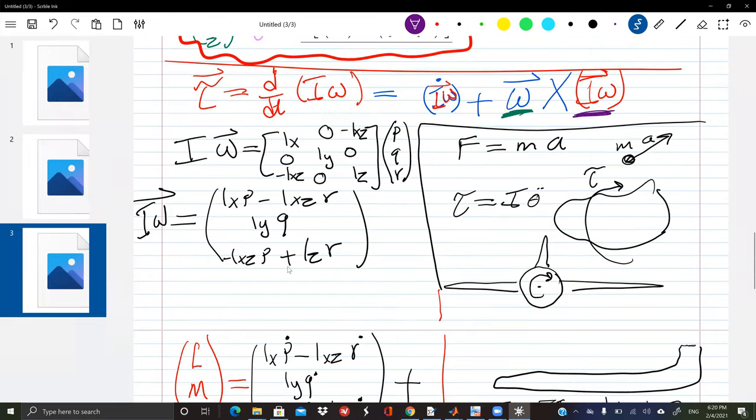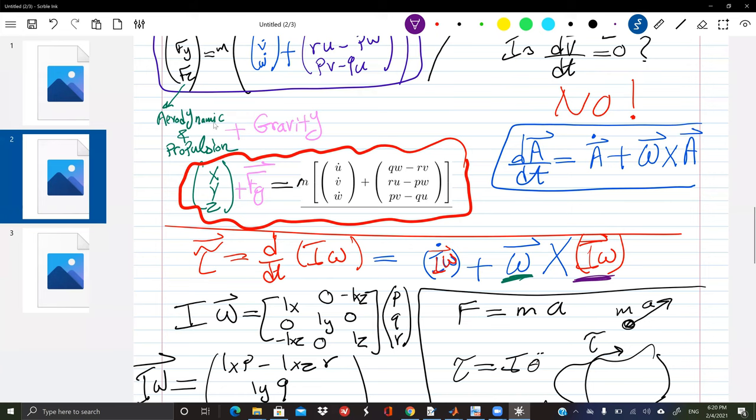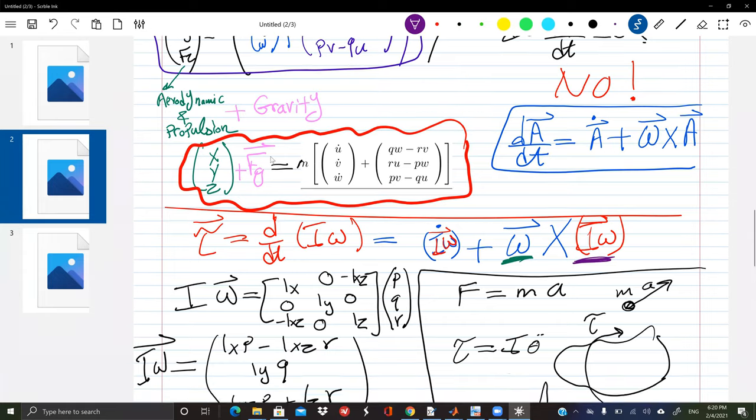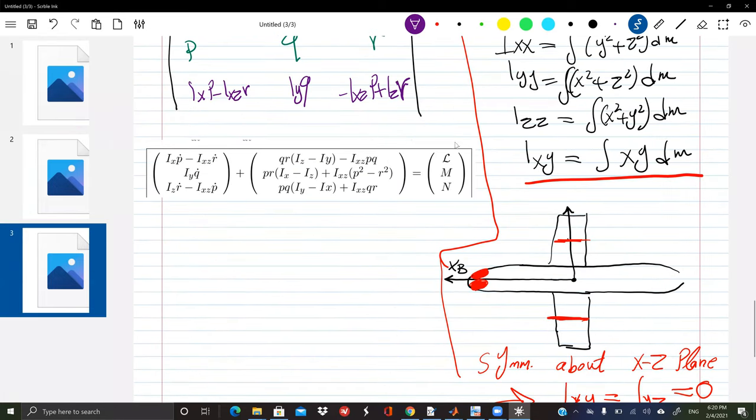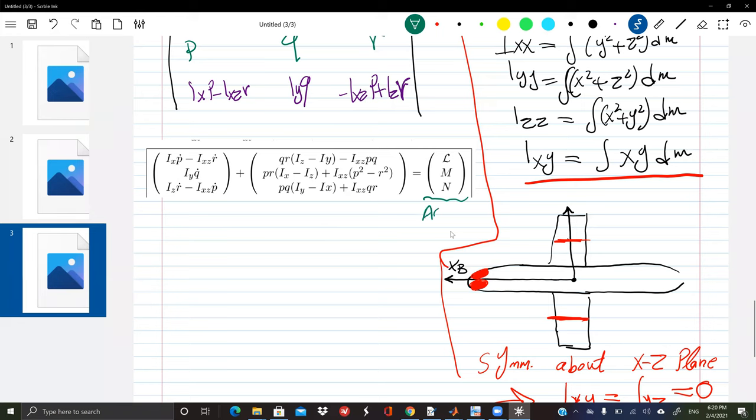One question for you guys. Here the forces, we made them in two contributions. One in green coming from aerodynamic and propulsion, and one coming from gravity. Why are we not doing the same for the moments? Why are we not doing one from aerodynamic and propulsion and something from gravity? In particular, actually, LMN are the aero and propulsion. So where did the gravity go?